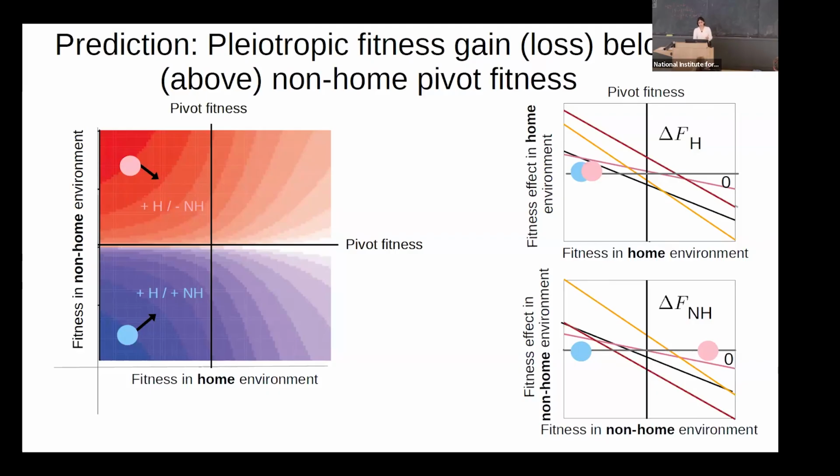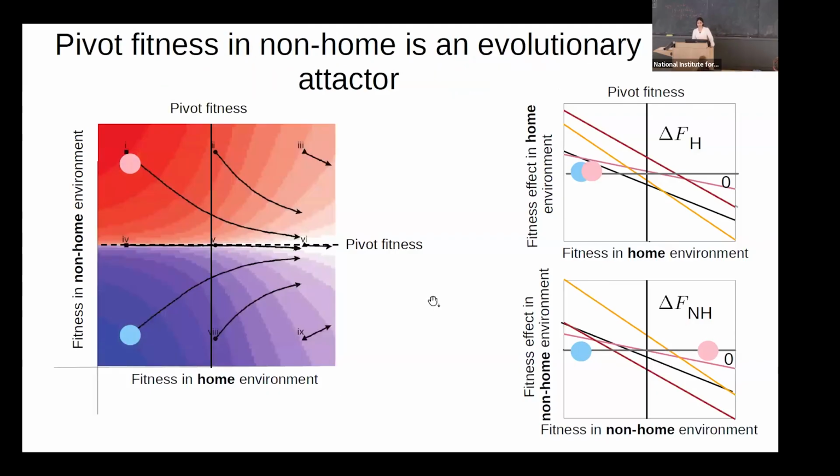And so how do these trajectories actually look? Well, it turns out that this pivot fitness right here, so in the non-home environment, I'm talking about the pivot fitness in the non-home environment, is actually an evolutionary attractor. So all the trajectories that start anywhere in this fitness in home environment and non-home environment space, they all converge to the pivot fitness. And so they converge to the point where mutations are on average neutral in the non-home environment. But you can note, just to make it easier to see on this plot, if you just focus on the home environment, you have adaptation, right? So what happens is that you kind of ride along the wave of beneficial mutations, so you get something that looks like this.